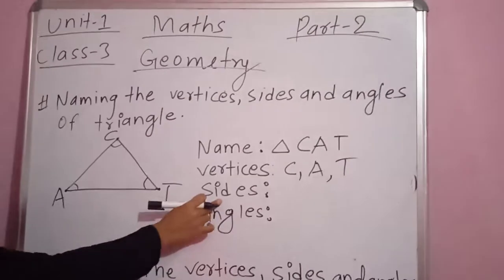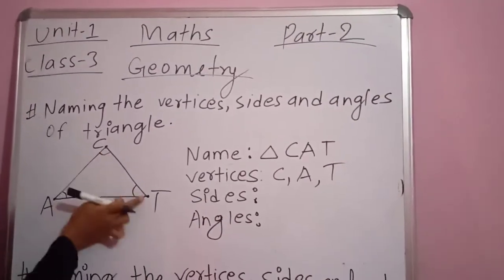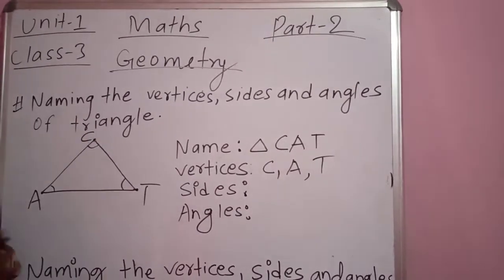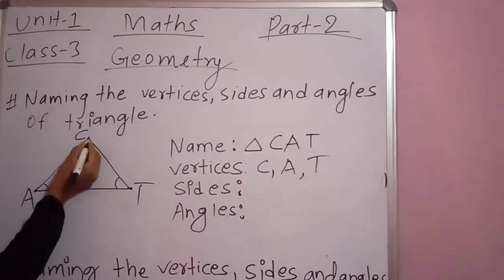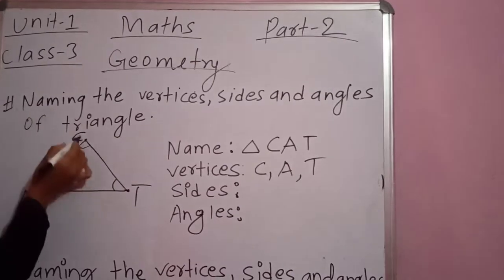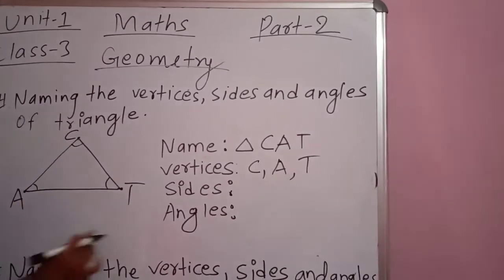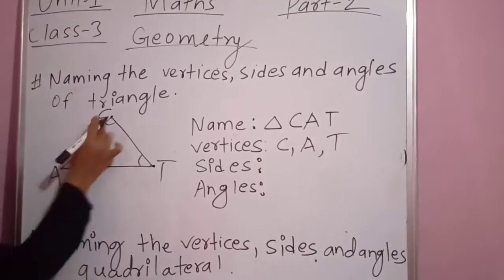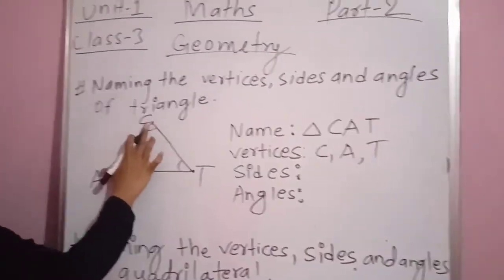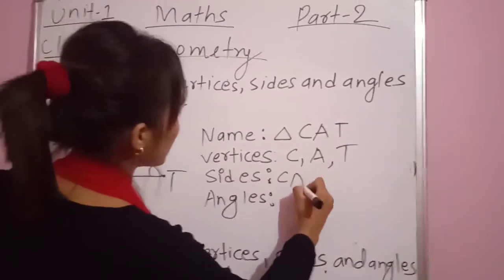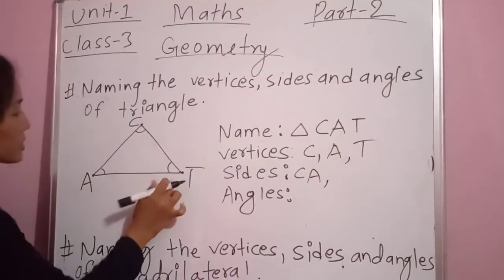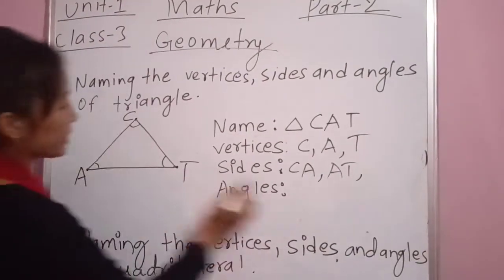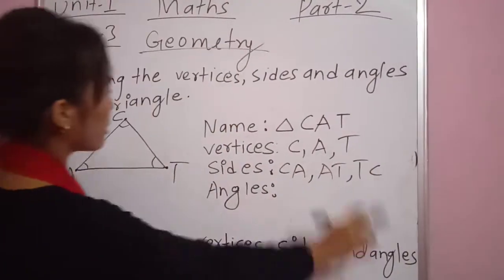Likewise, the sides. Sides means these lines. The lines that are used to make a complete triangle are called the sides. Or you can say they are line segments. There are three line segments, and you have to write the name of each. The first line segment is CA, so write CA. Likewise, the second one is AT, and the third one is TC. So these are your side names.